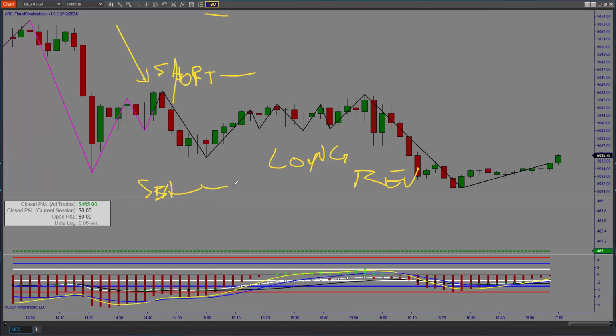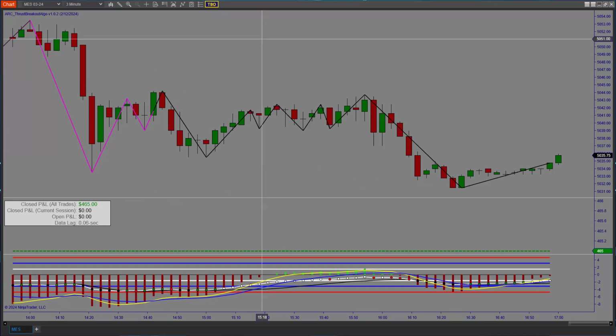Better to do one at a time, but technically you could set one long, one short, knock yourself out.